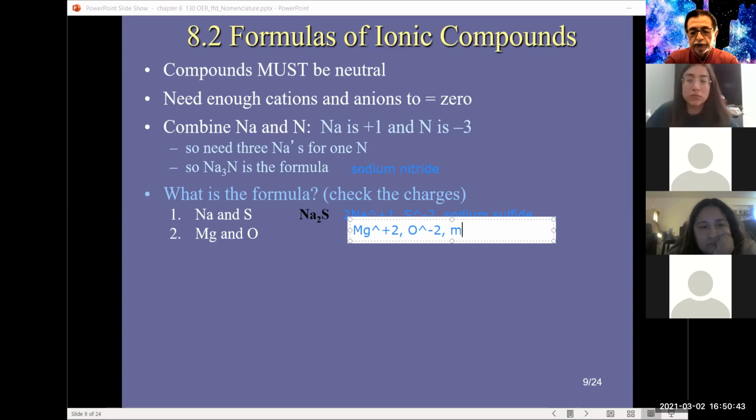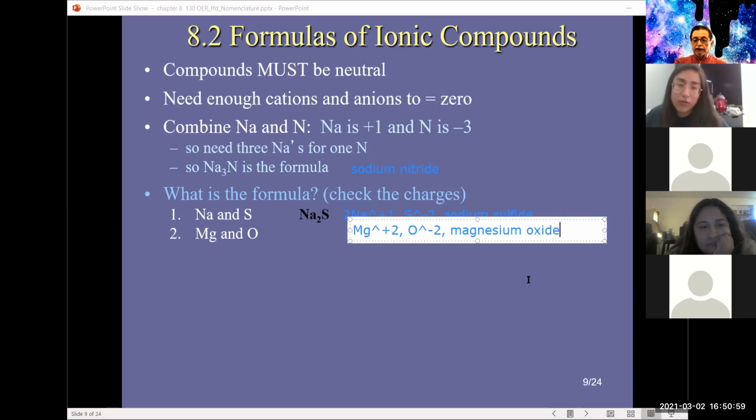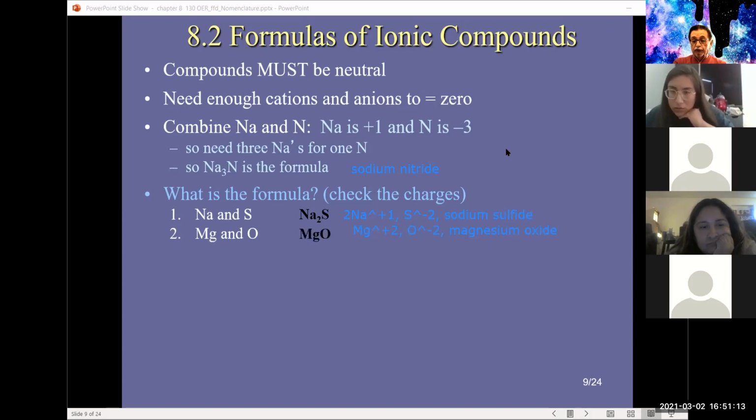The metal name does not change. It's magnesium. The oxygen name did change when it became ionic. It went from oxygen to oxide. Okay, so I got the name. I also noticed that magnesium has a +2, oxygen has a -2. I put them together in a 1-to-1 ratio. They cancel each other out. So the formula is a straightforward 1-to-1 MgO.